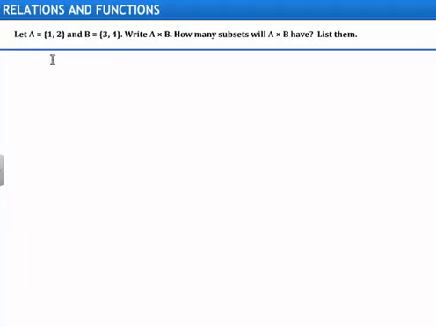In this question, a set A is given with elements 1, 2 and a set B is given with elements 3, 4. You have to write the Cartesian product A cross B. Also you have to say how many subsets will A cross B have. Then you have to list them. Let us begin the solution of this question.